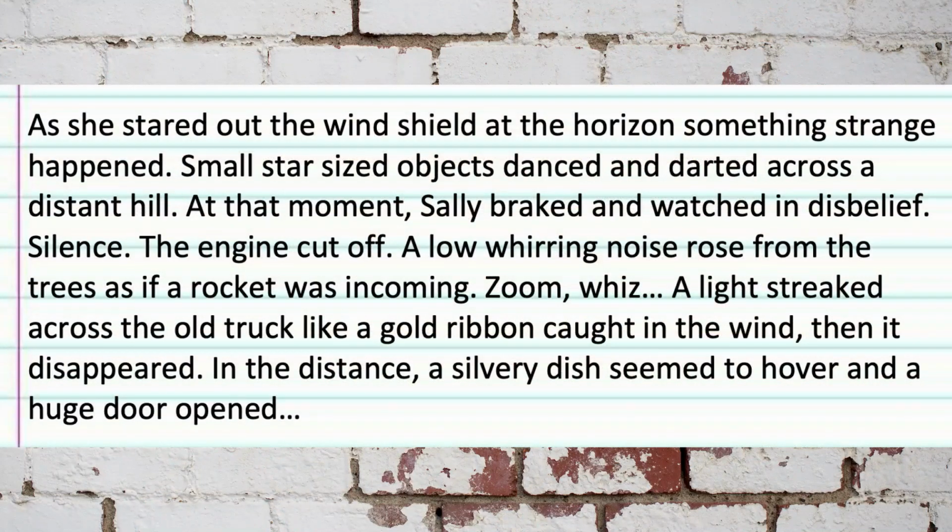So as she stared at the windshield at the horizon, something strange happened. Small star-sized objects danced and darted across a distant hill. At that moment, Sally braked and watched in disbelief. Silence. The engine cut off. A low whirring noise rose from the trees as if a rocket was incoming. Zoom, whiz, a light streaked across the old truck like a gold ribbon caught in the wind. Then it disappeared. In the distance, a silvery dish seemed to hover and a huge door opened.